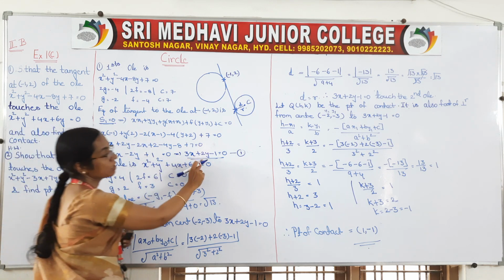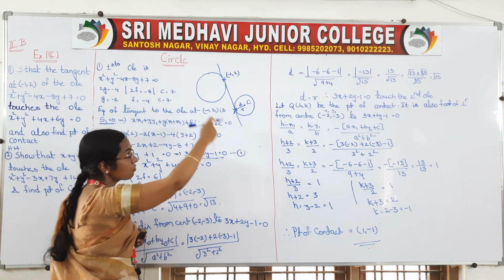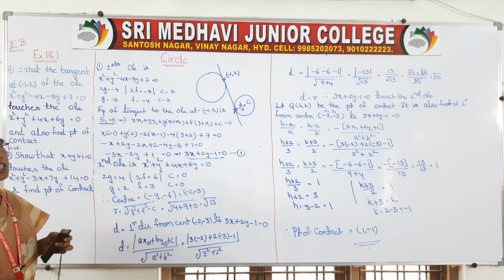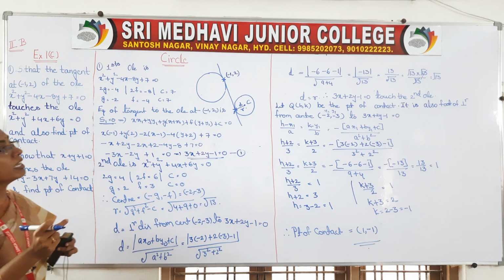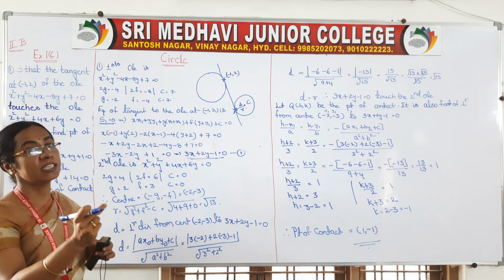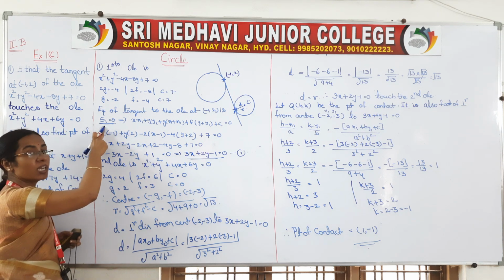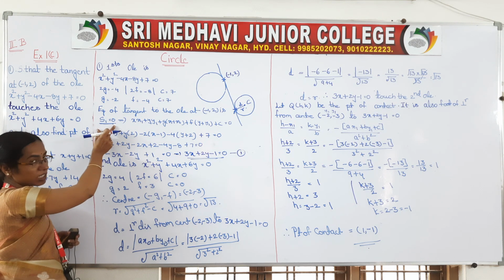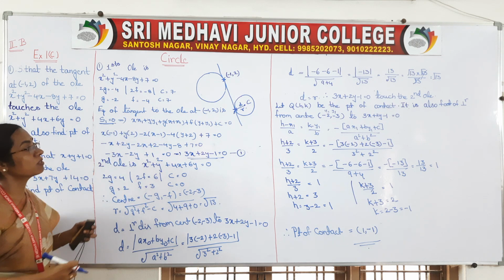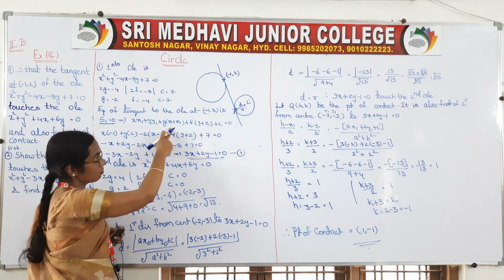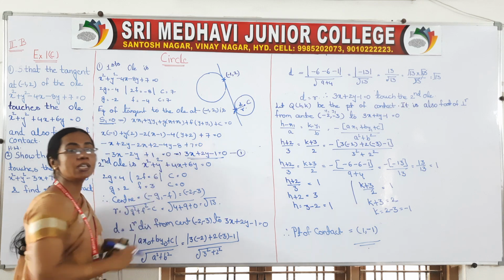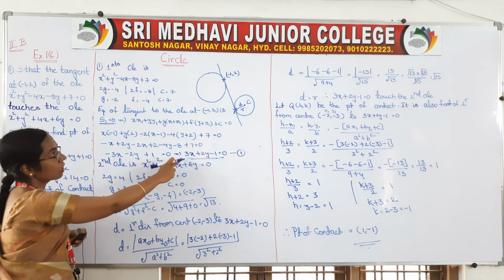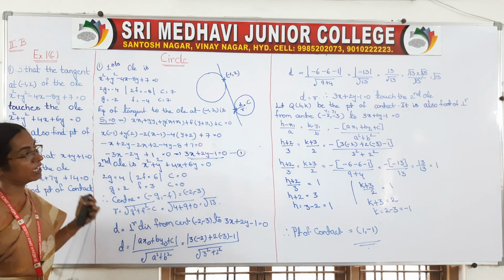Substitute, you will get your tangent equation to the first circle. Observe, the tangent equation to the first circle. If a point is given and the circle is there, we can find its tangent equation by using the formula S1 is equal to 0. S1 means x x1 plus y y1 plus g into (x plus x1) plus f into (y plus y1) plus c is equal to 0. It is a notation. If you substitute, you will get that tangent equation.